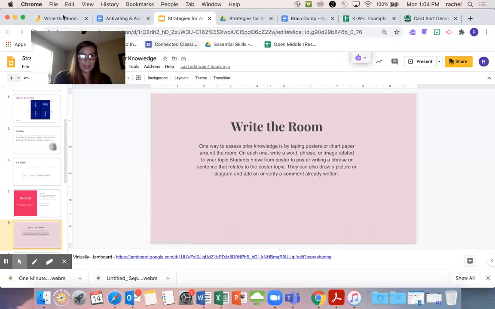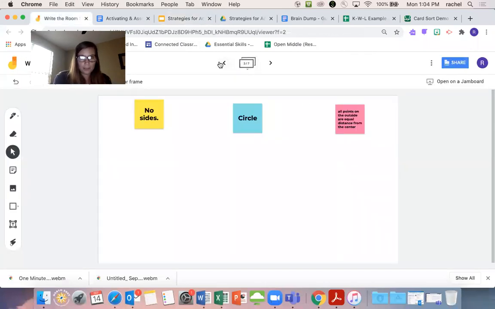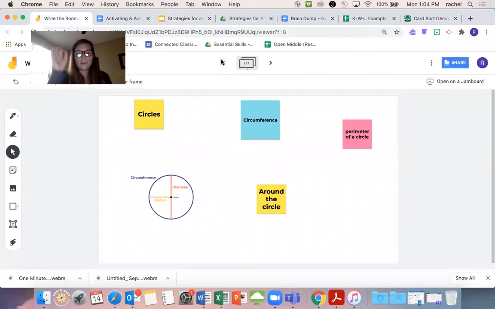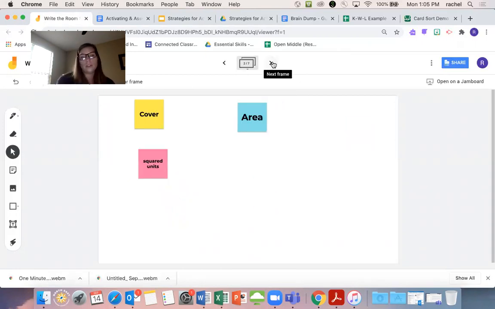So virtually, I turn this into a Google Jamboard. Now, what I love about Google Jamboard is students can be live collaborating together. My blue squares in the middle were the topics that were on the Write the Room poster that students kind of did a Chalk Talk on. So circumference was there, and one person added in an image. Another person wrote around the circle, perimeter of a circle, or that it applies to circles. And then they just scroll to the right and added their thoughts for area.